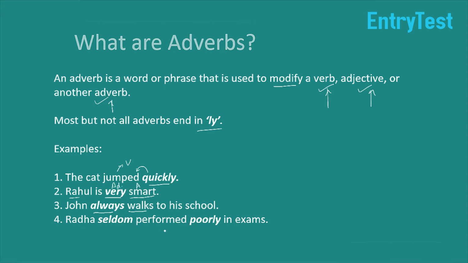Radha seldom performs poorly in exams. Now perform here is the action, and action को किन word से describe किया गया है? Seldom, यानी rarely, and poorly, that is not performing good. So these are the two adverbs in this sentence. I hope friends आपको ये examples अच्छे से clear हो गए होंगे. चलिए अब हम आगे बढ़ते हैं.